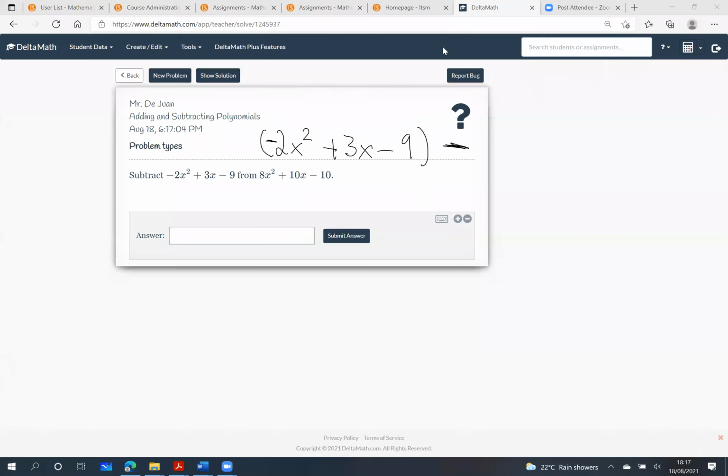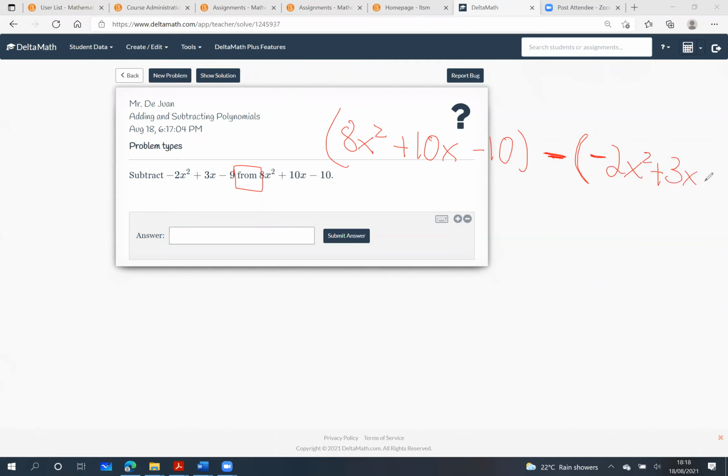Okay, here's the critical thing, everyone. Here is a mistake that I just made. I did not read the question. When it says the word from, it means 8x squared plus 10x minus 10 from the other expression. Please read that carefully, okay? It's not negative 2 minus the following. It's the second expression minus the first expression. When you see it in verbal context, because of the language from: second minus the first.